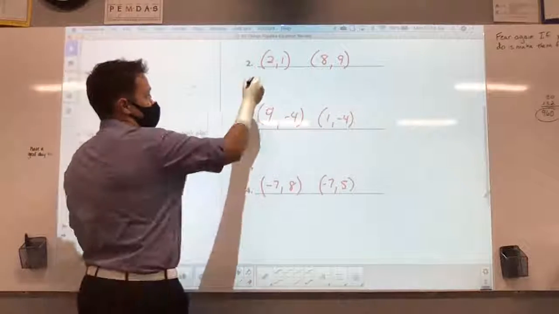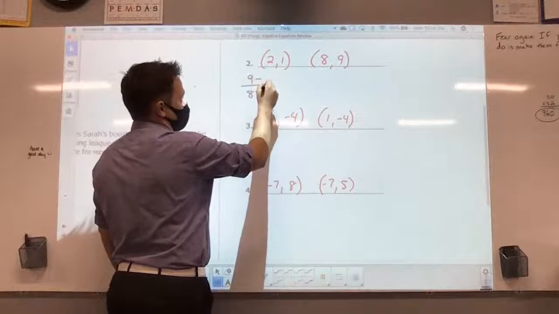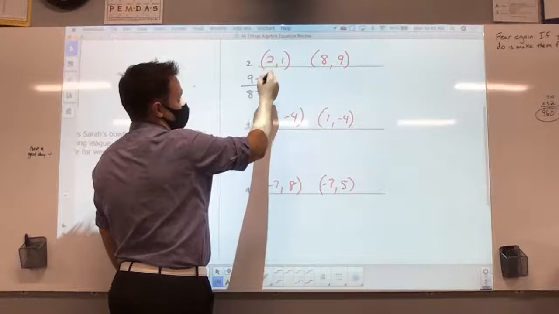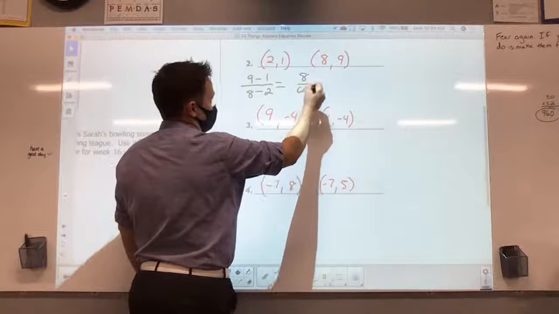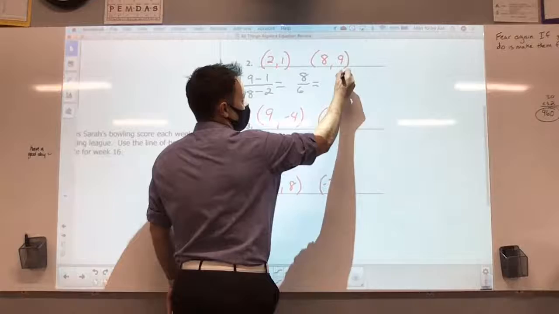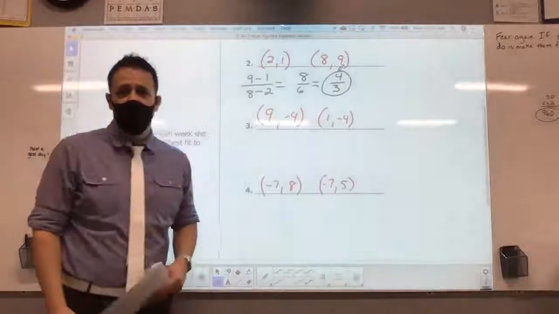Next, make sure you guys have it, right? So this is going to be 9 over 8 minus, and then what points would you use? 1 and 2. So it'll be 8 over 6, which you should reduce to 4 over 3. That's your slope. Not a mixed number, but that is your slope.